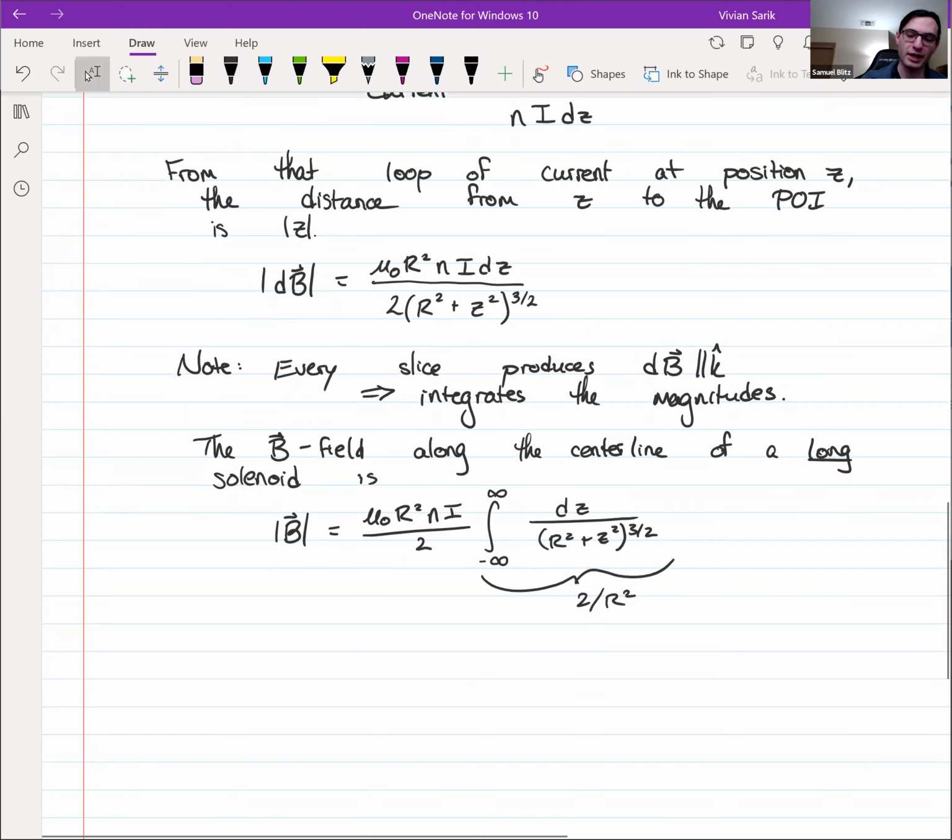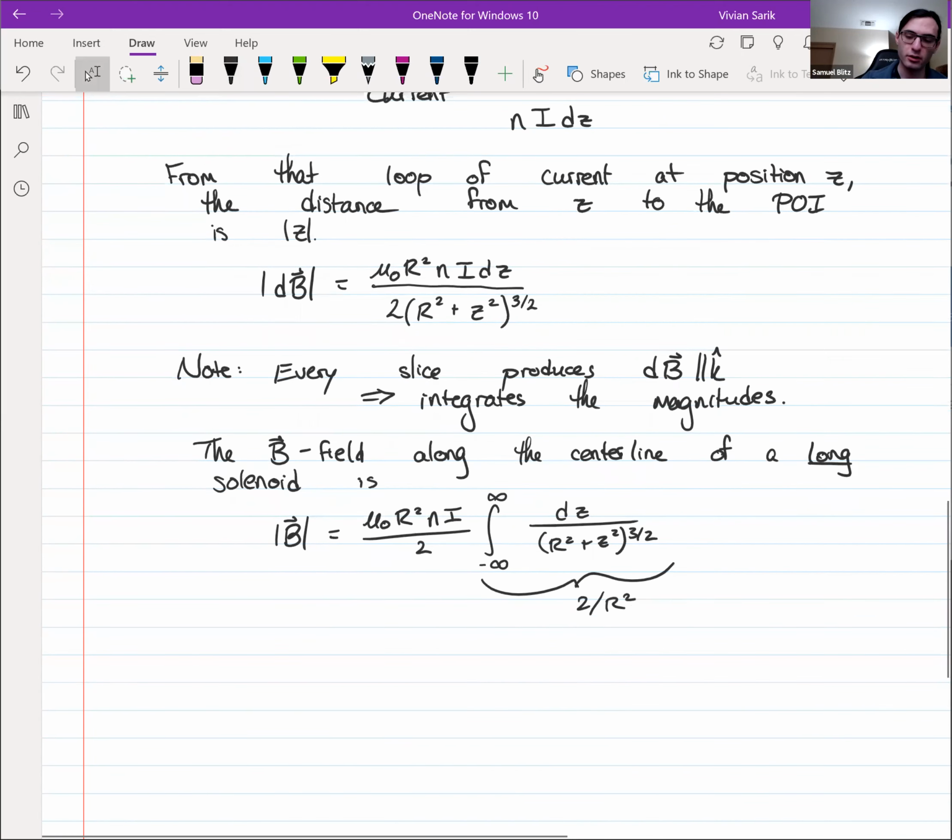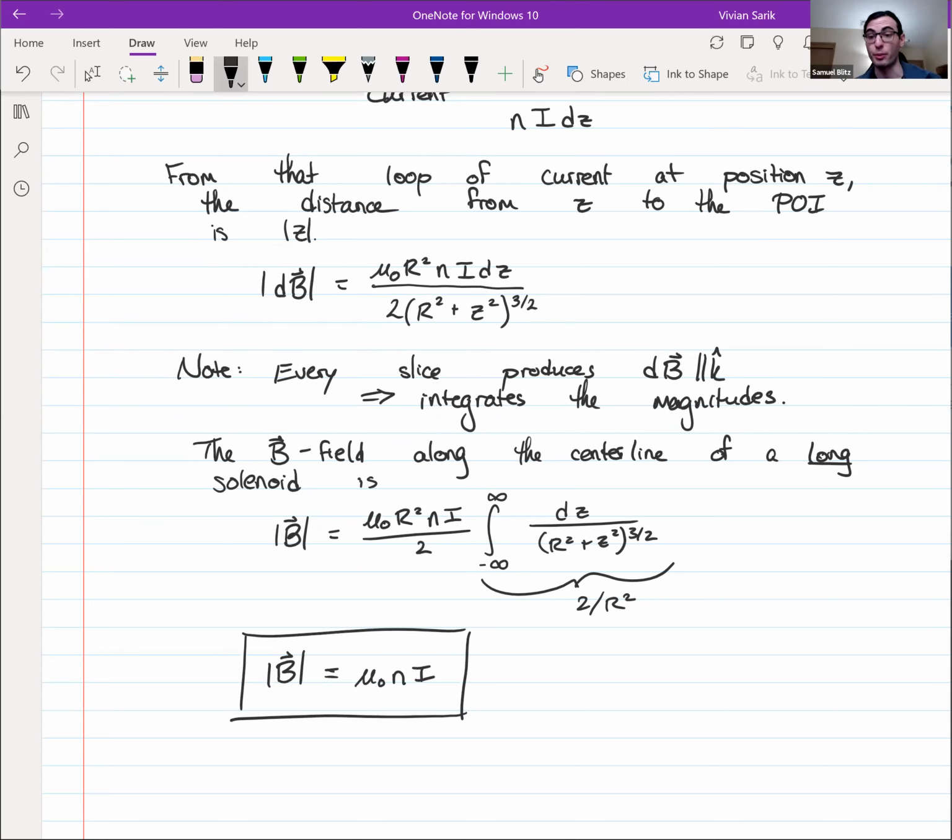So that means that the magnitude of the magnetic field along the center line of a long solenoid is just mu naught times n times I, which is a really, really wonderfully nice and simple formula. By the way, the thing to take away from this picture is that an infinitely long solenoid is kind of the magnetic equivalent of an infinitely large plane of charge. It has a constant magnetic field.